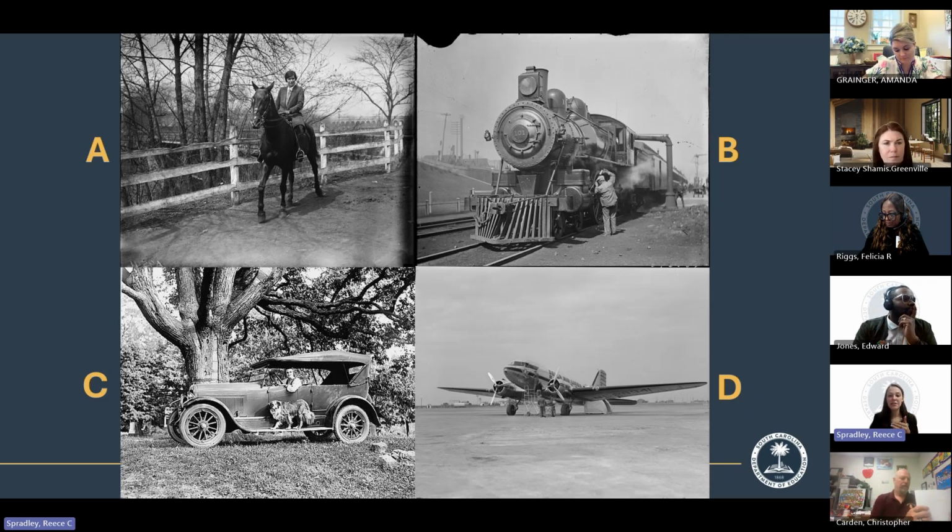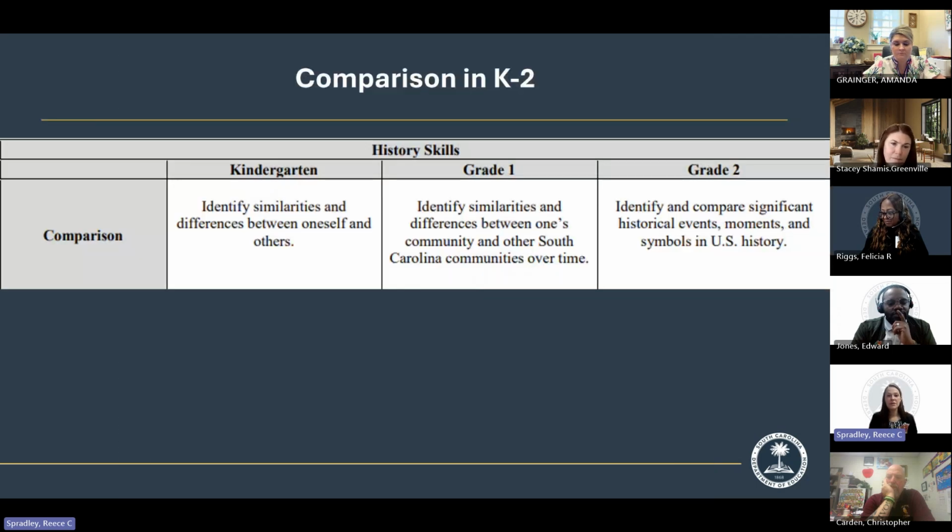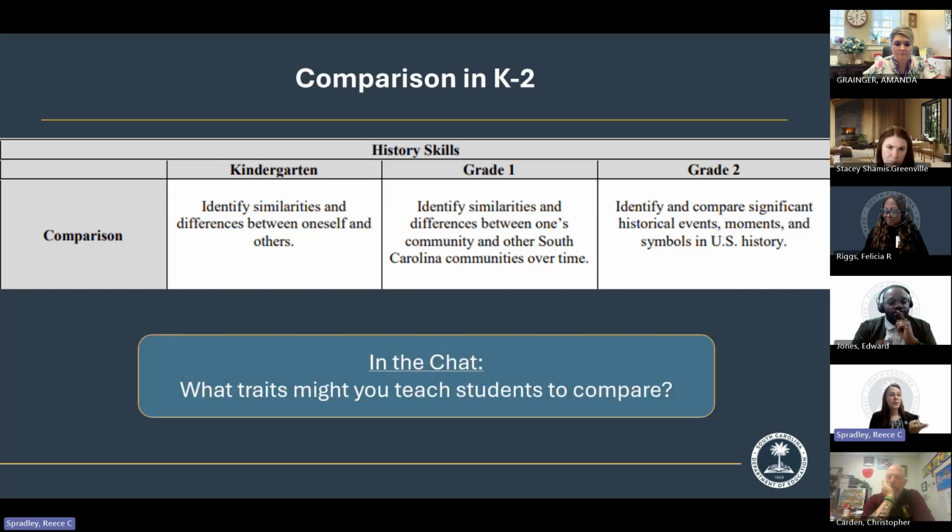The reasons or justifications that you listed are explanations of those traits that you noticed, which is really sort of a second step. So initially here today, we're really going to be focusing on that identification piece, because that identification piece is also what's going to translate into those other skills later outside of just alike and different. So these are our skill progression for comparison in K through 2. So if you would drop in the chat, what traits might you teach students to compare if you were teaching one of these standards?